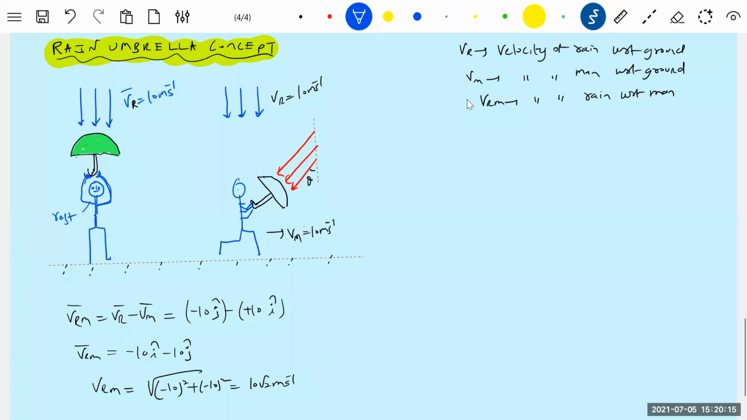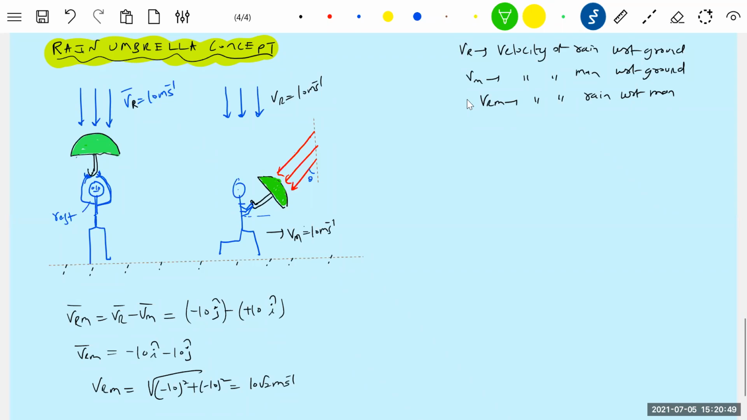He should hold his umbrella in this way here. If you hold the umbrella like this, yes, definitely. Theta is what I assumed with respect to the vertical. If I take this as theta, then you should make the inclination theta with respect to the vertical. So this will be the umbrella, and you should hold the umbrella like this.